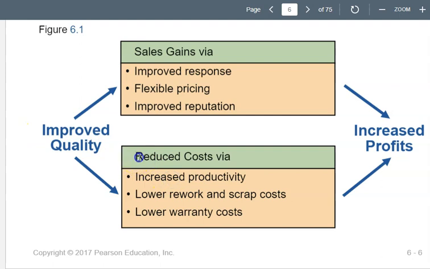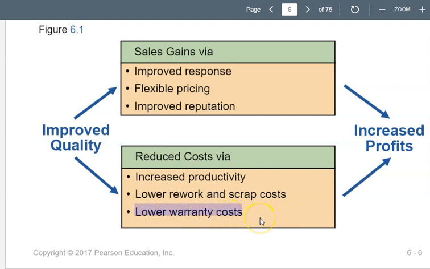On the other side, you can also have less cost. So not only does improving quality increase your output, which is your sales, it also reduces your cost. How does it reduce your cost? Of course, it increases your productivity. It lowers rework and scrap cost. Rework for defects, right? If there is a defect, that production is not ready for sale, it has to go back to be repaired, or it has to be destroyed and created again. So you don't want that to happen. If the first time you get the product right by having higher quality of production, then you don't have to redo it. That reduces cost.